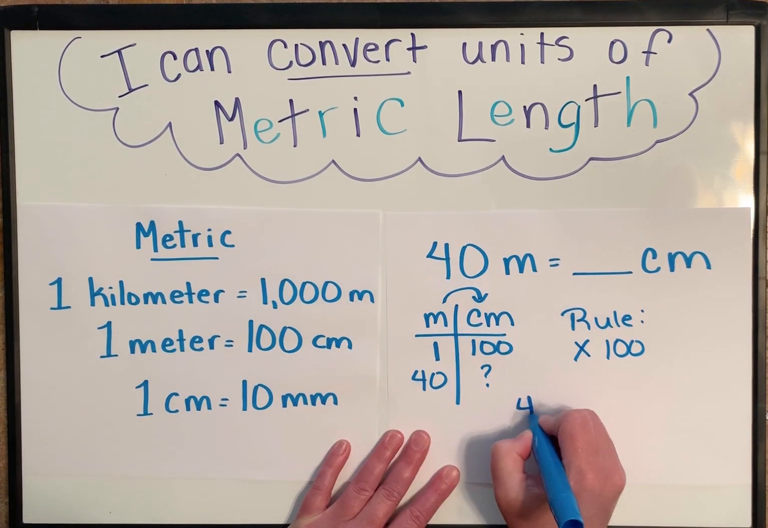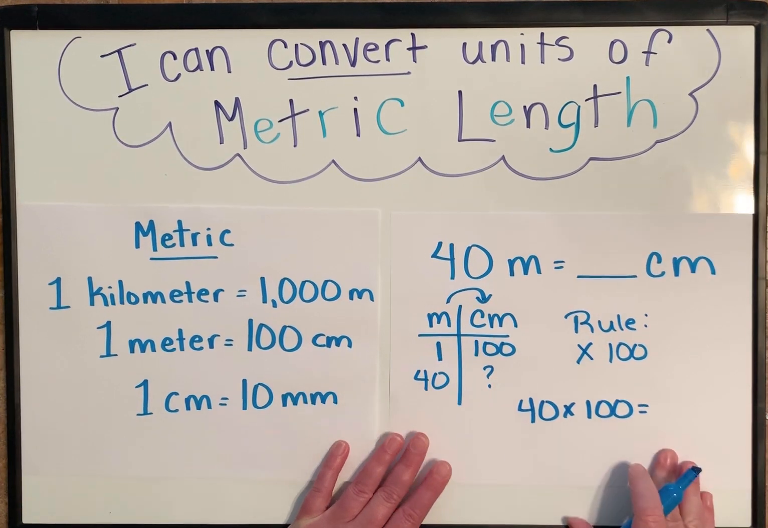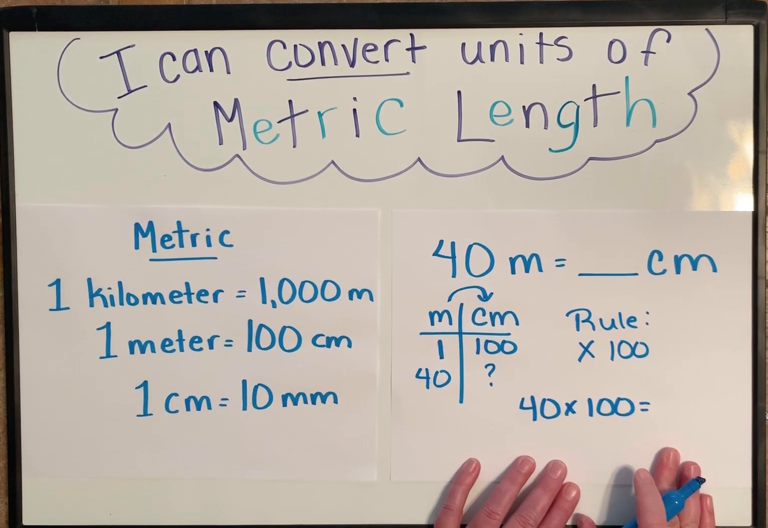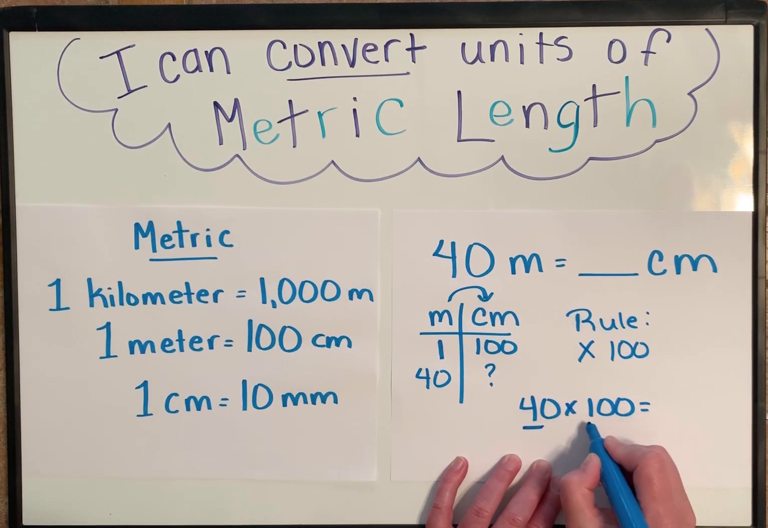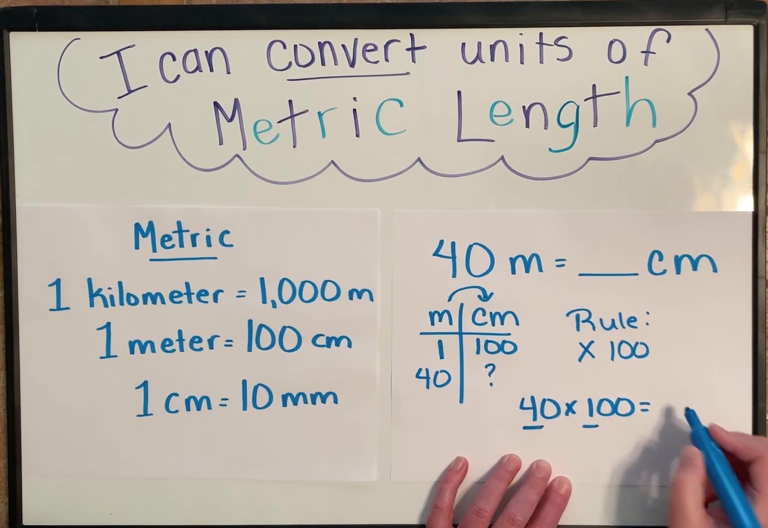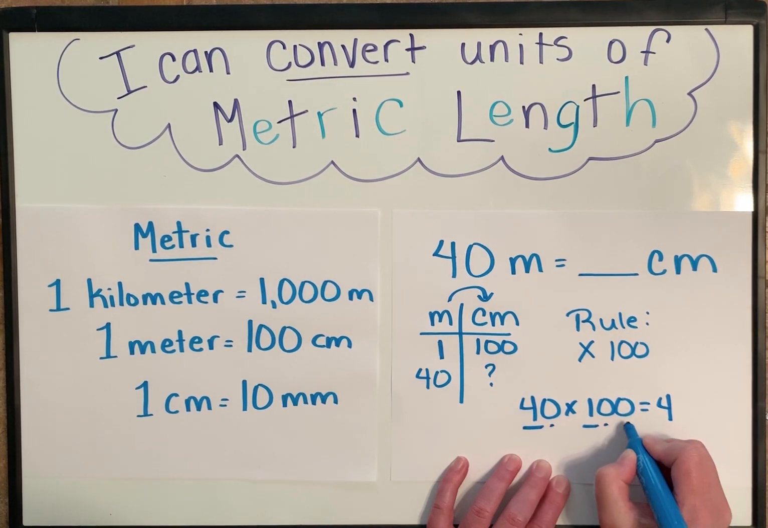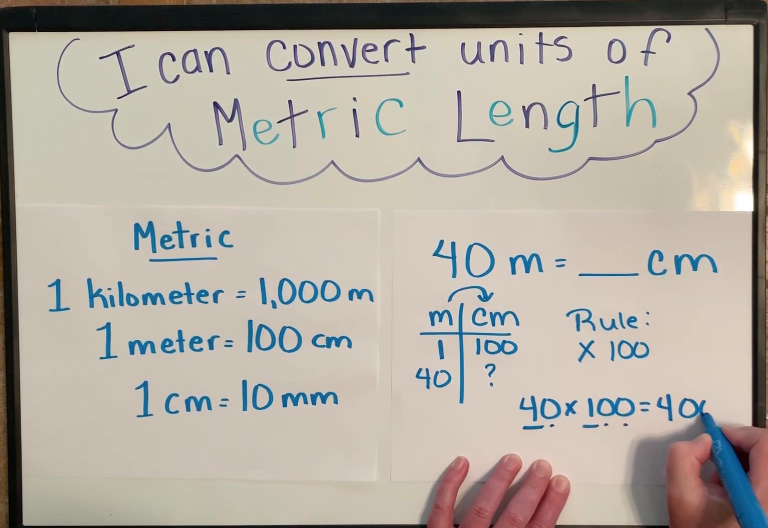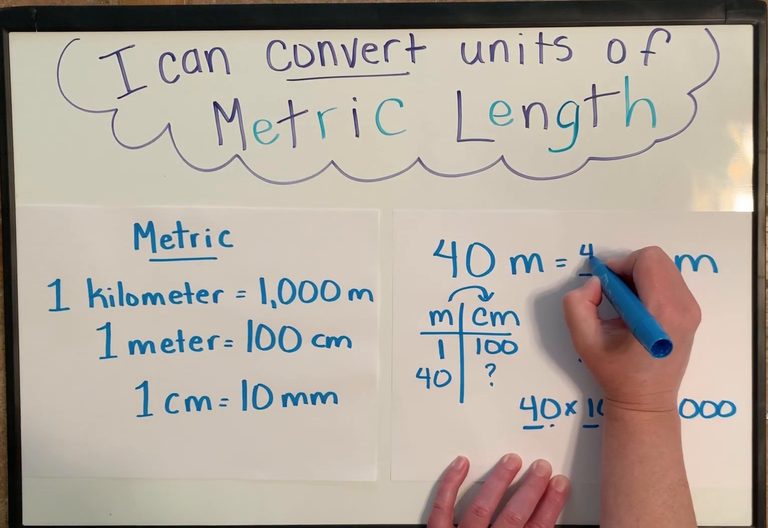So I take my 40, multiply by 100. I can use my powers of 10 and 100. I can find my basic fact. What is 4 times 1? That is 4. And then 1, 2, 3 zeros. There you go, 4,000 centimeters.